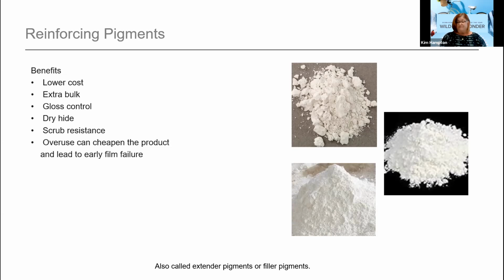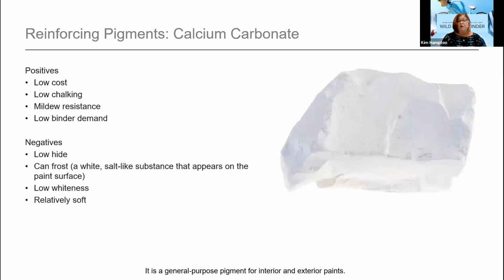While prime pigments, reinforcing pigments are also known as extender or filler pigments, and they can have benefits to a can of paint. They can lower the cost, like we said, add extra bulk, provide gloss control, and contribute to dry hide and scrub resistance. But you want to make sure that they're not being overused to cheapen the paint.